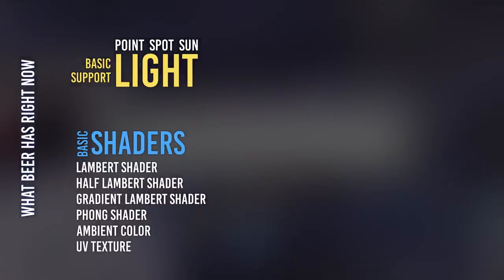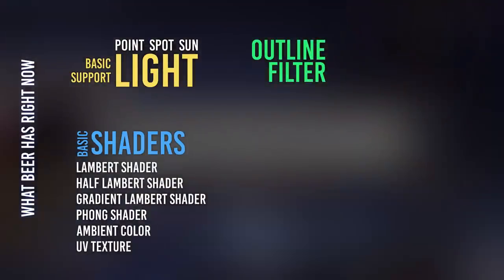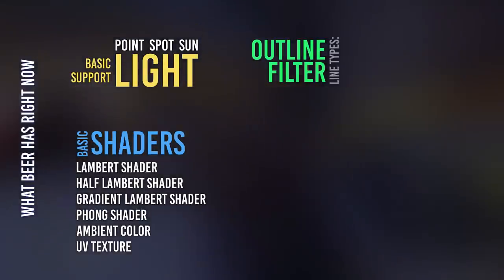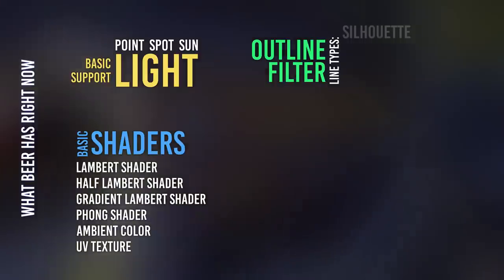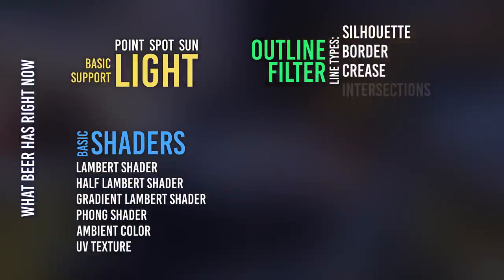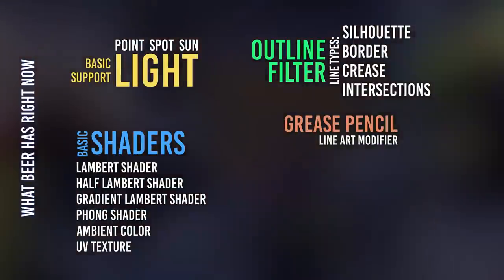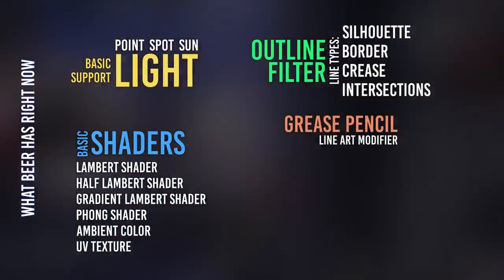UV texture. We also have basic support for an outline shader. This is a filter shader. And right now it can detect these line types: silhouette, border, crease, and intersection. Grease pencil is also working, so you can use the grease pencil line art modifier.